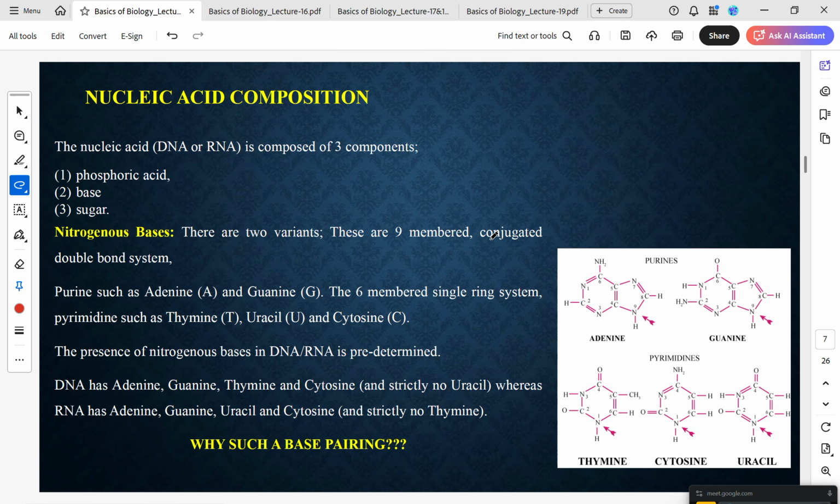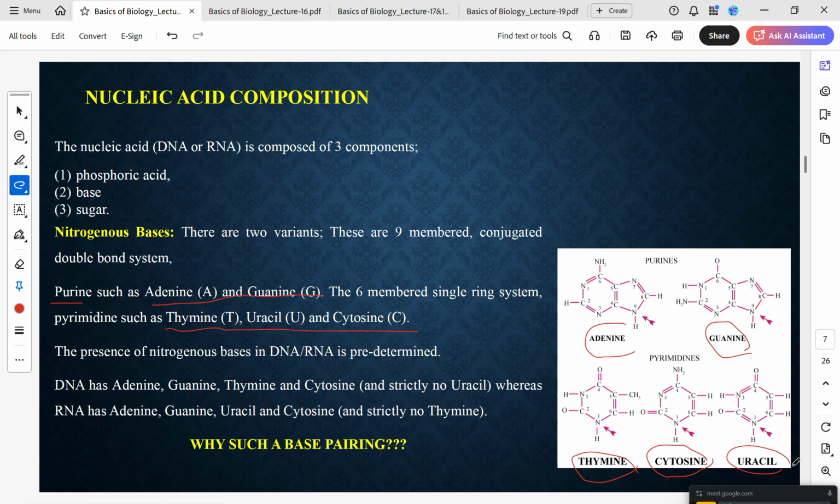Coming to the nitrogenous bases, there are two variants: purines such as adenine and guanine, and pyrimidines such as thymine, uracil, and cytosine. Now, adenine, guanine, and cytosine are present in both RNA and DNA, whereas thymine is present only in case of DNA and uracil is present only in case of RNA.